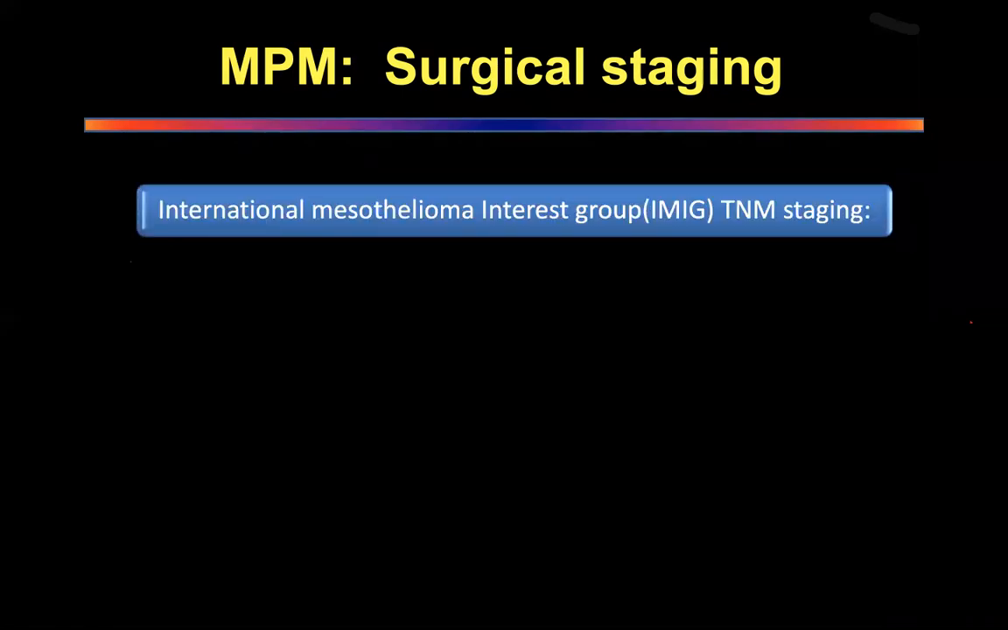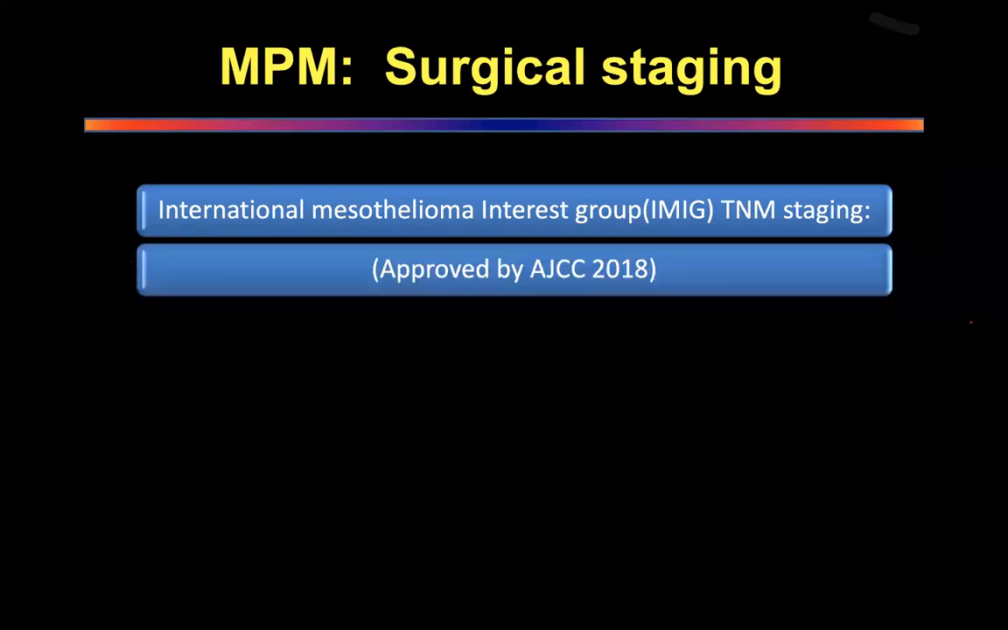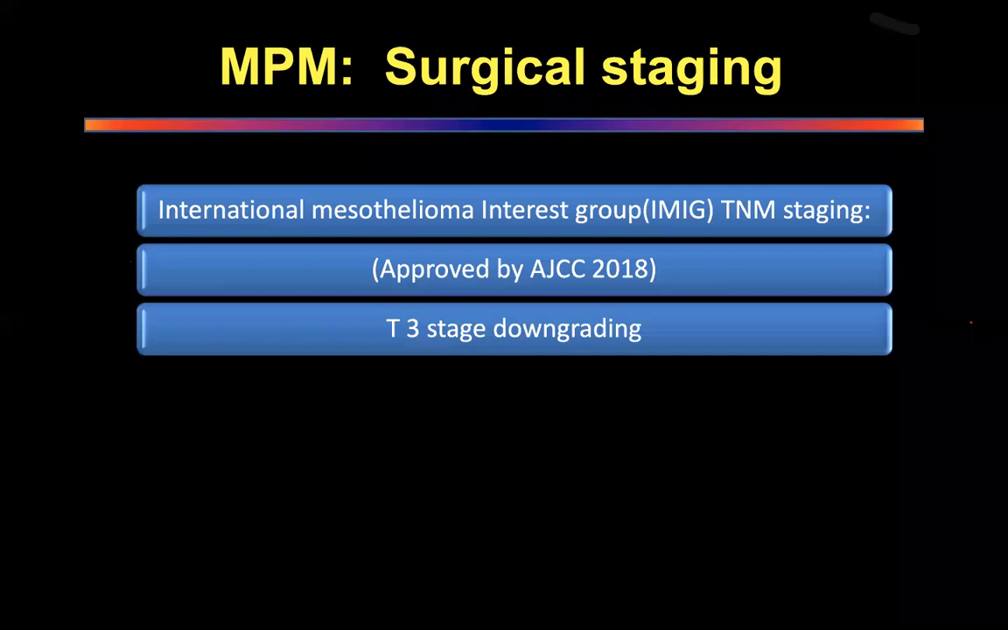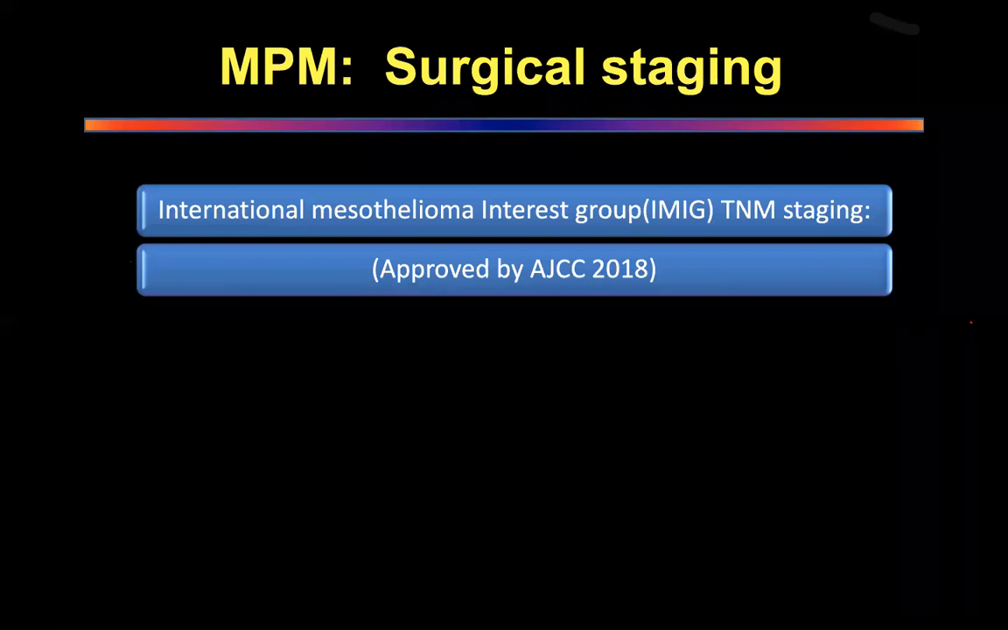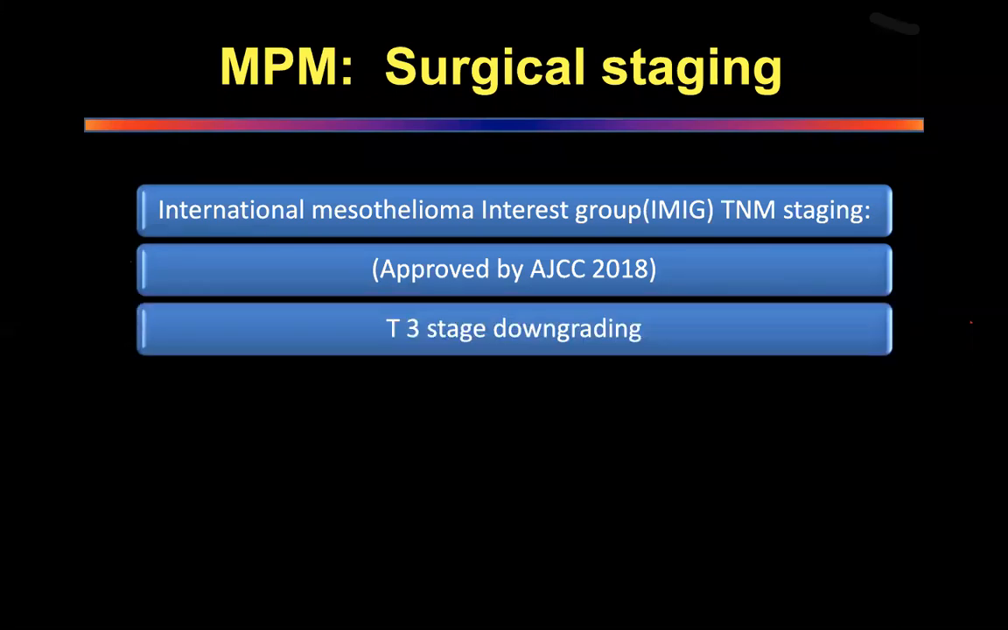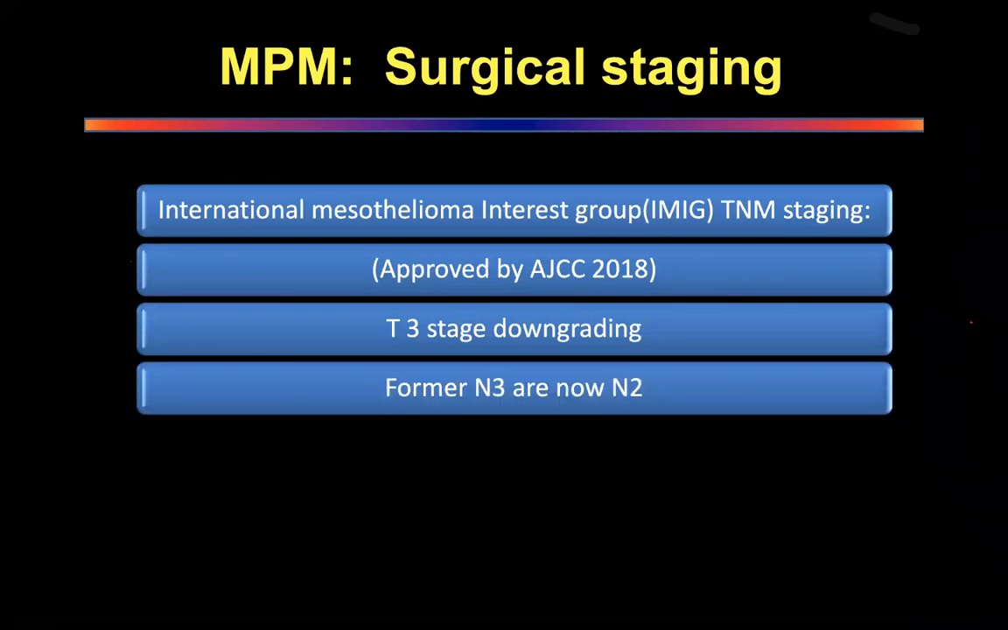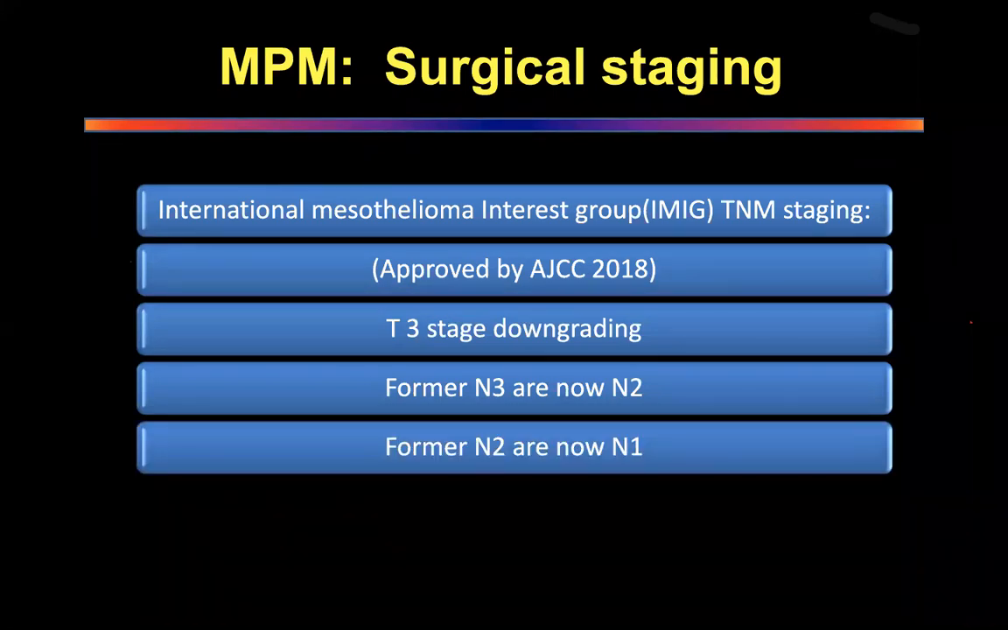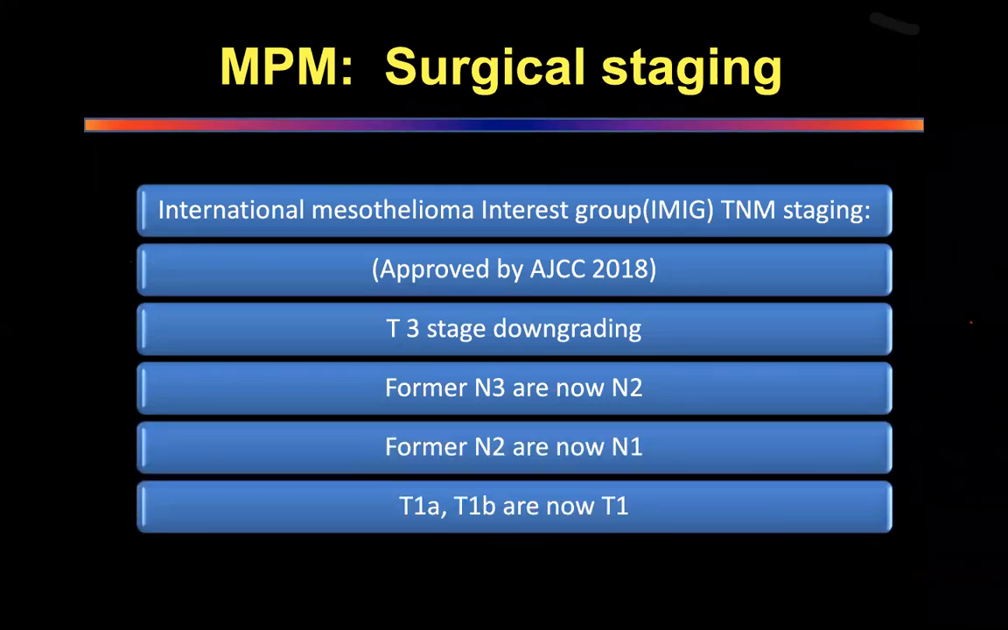We said that this is the IMIG staging. It was approved by AJCC in 2018. The changes between 7 and 6 are T3 has been downstaged. I'll show you that in a minute. The N3 is now N2. N2 is now N1. And there is no 1A or 1B. It's now become T1. Just remember these 4 points and you're very happy with TNM.